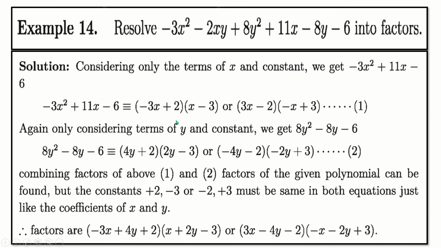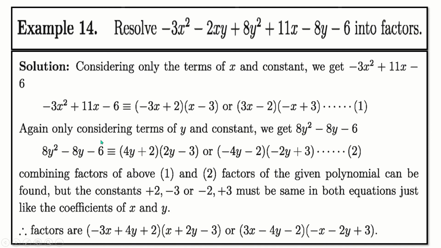Again, only considering the term y and constant term, here will be 8y square minus 8y minus 6. Here the constant term is minus 6, here also the constant term is minus 6. So we have to keep the constant terms fixed. That means here the constant term is plus 2, so we have to take here also plus 2. Here minus 3, we take minus 3. As here is minus 2, here will be minus 2. Here plus 3, so we take here plus 3. That means the constant term will be the same, because we have to take here minus 6, also here minus 6.